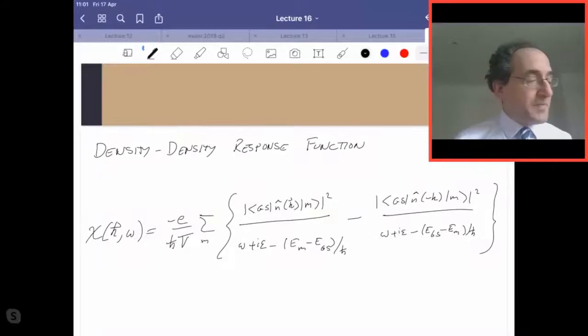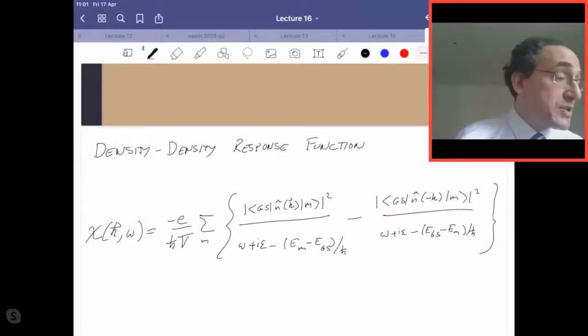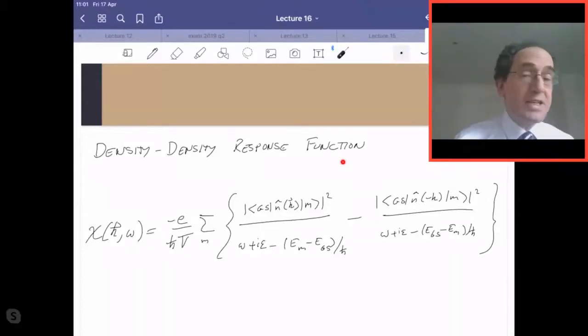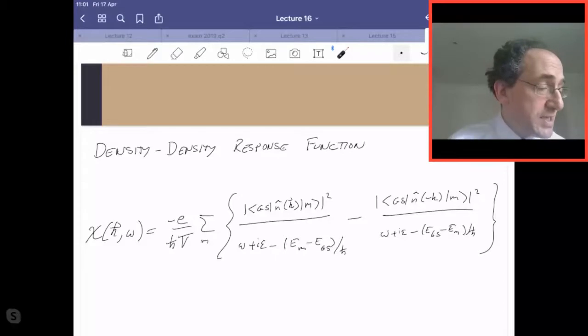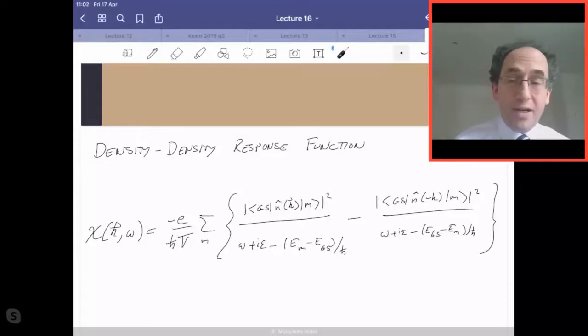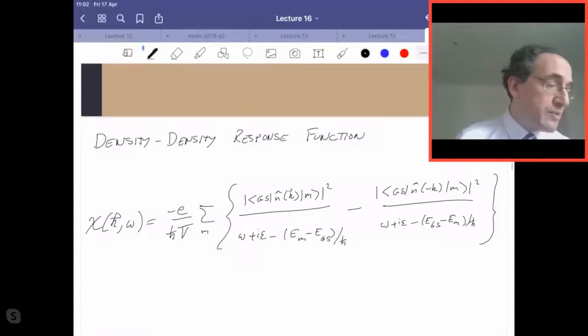Okay, welcome back. At the end of the last lecture, we had just derived the so-called density response function. This is the response of an arbitrary physical system to a potential perturbation at some wave vector k. That potential couples to the density, and then we make a measurement later of the density and see how the system responds. Hence, density.